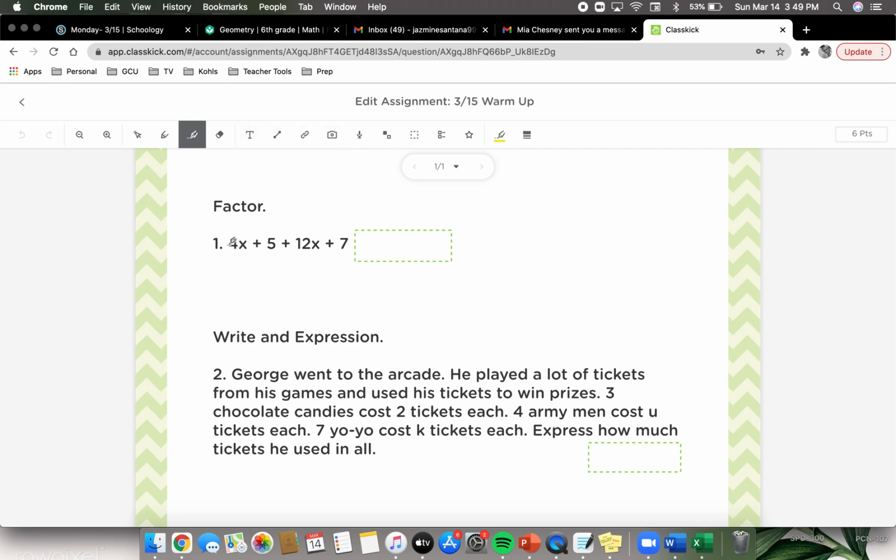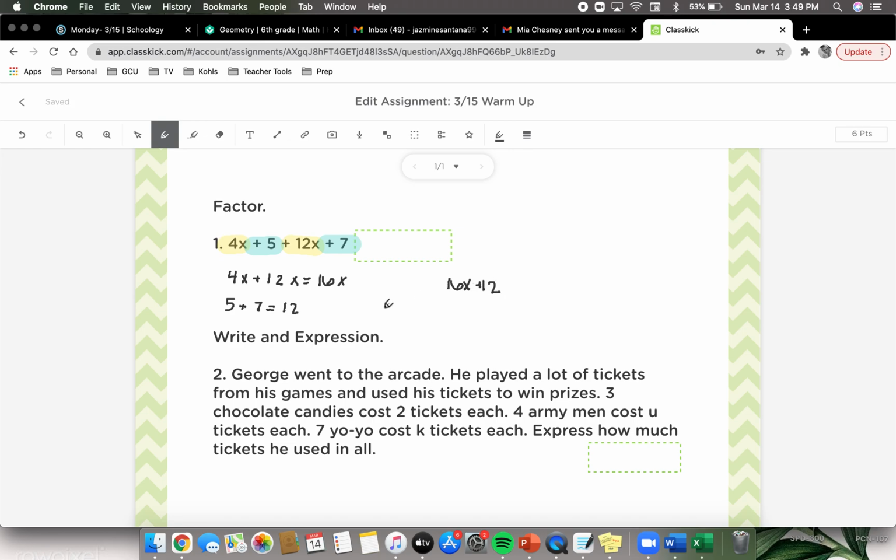So I know that 4x is a like term to positive 12x, and positive 5 is a like term to positive 7. Now that I know this information, I can combine like terms. We can combine 4x plus 12x and 5 plus 7. Well, 4x plus 12x gives us 16x, and 5 plus 7 gives us 12. So now we have 16x plus 12.